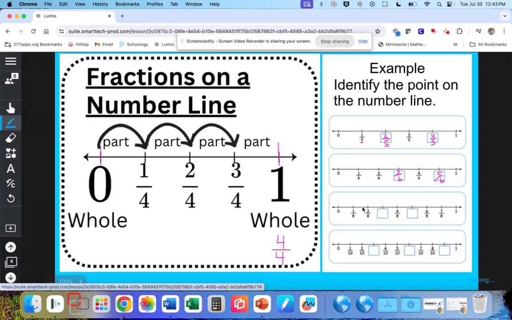The next one's broken into 8 parts. So we're missing the 3/8 and the 5/8. And the last one's broken into tenths. So we're missing the 3/10 and the 6/10 and the 9/10.